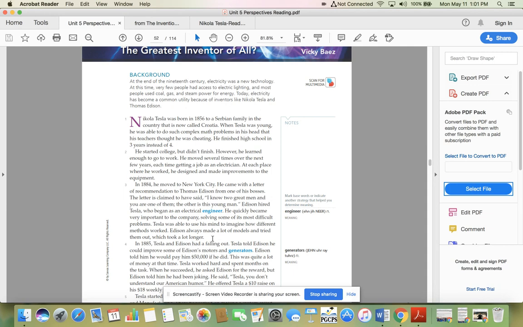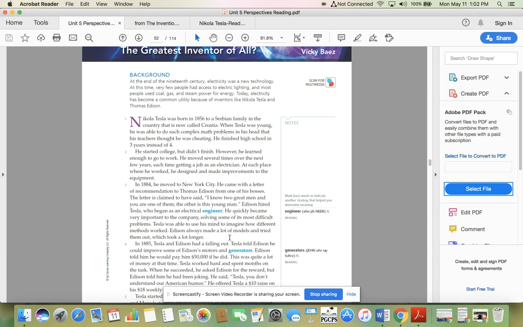Now, as we were talking about in our virtual class earlier, in order to make these models, you have to have money. Okay, so you can have all the grand ideas in the world that you want, but if you can't actually make it to see it come to fruition or to see it actually happen, well, then it's just an idea. And so you have to have money to back up you building these different ideas and these different inventions, okay? In 1885, Tesla and Edison had a falling out.